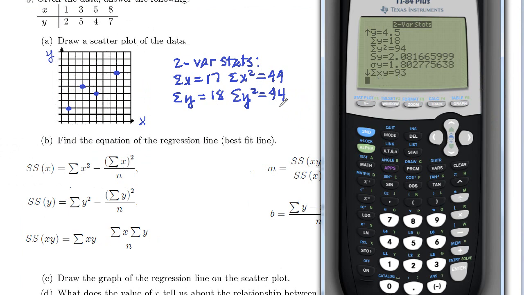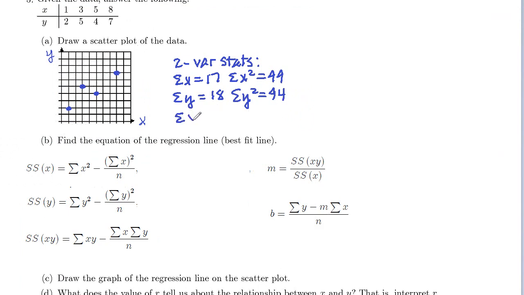And then sum of xy is 93. Alright, so sum of squares of x, the variation in the x values, is sum of x squared, which is our 99, minus the sum of x's, quantity squared over n. Remember, n is 4, there are 4 data points. Sum of the x's is 17, so we get 17 squared divided by 4.